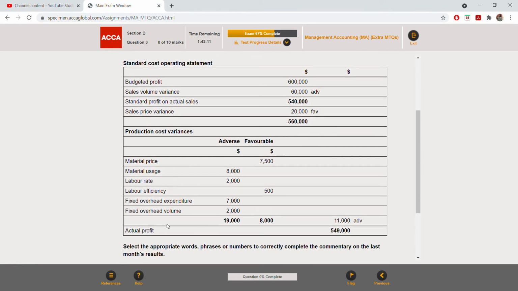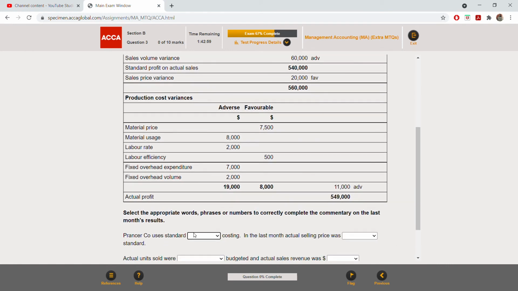Okay, you can see that they have fixed overhead expenditure. So they are taking fixed also into the account. Okay, so it means that it is an absorption costing they are using. In the last month, actual selling price was lower than, equal to, or less than standard. Last month actual selling price was.